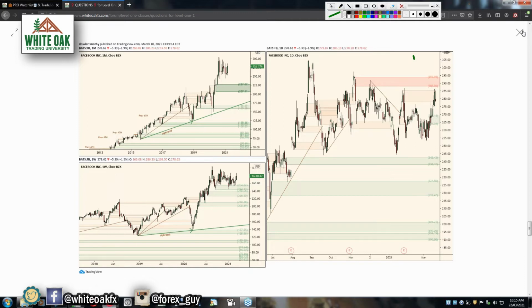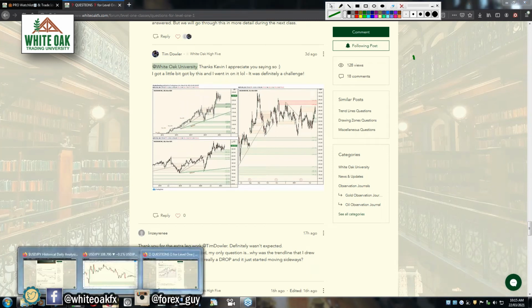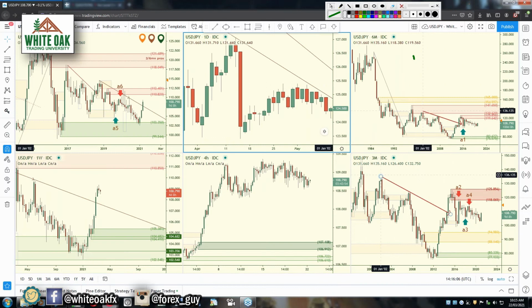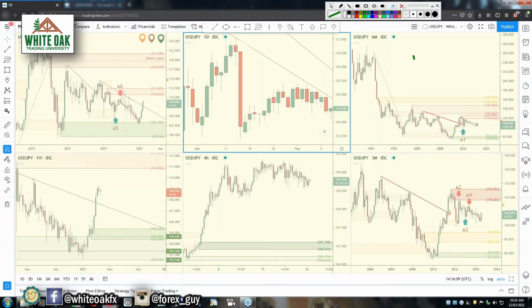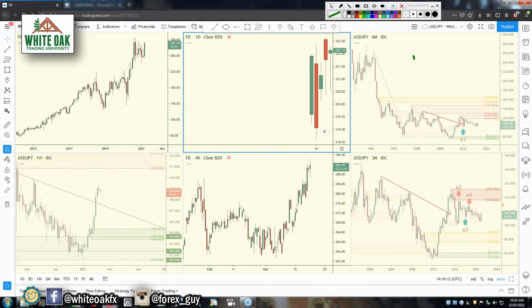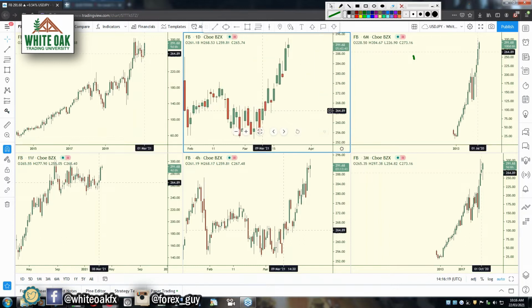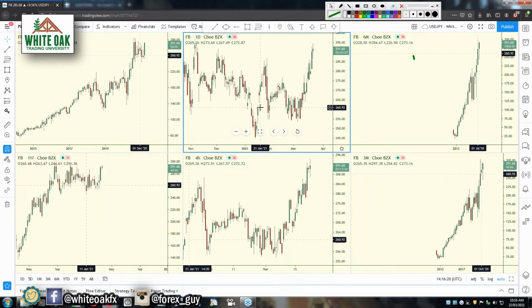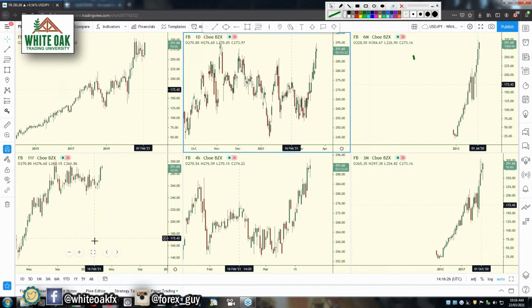Okay, so like if I was trading stocks and I was trading Facebook, would I be trying to get in on 4-hour demand zones? Not really. Not really. I'd be sticking with the higher time frame zones, the higher time frame analysis.